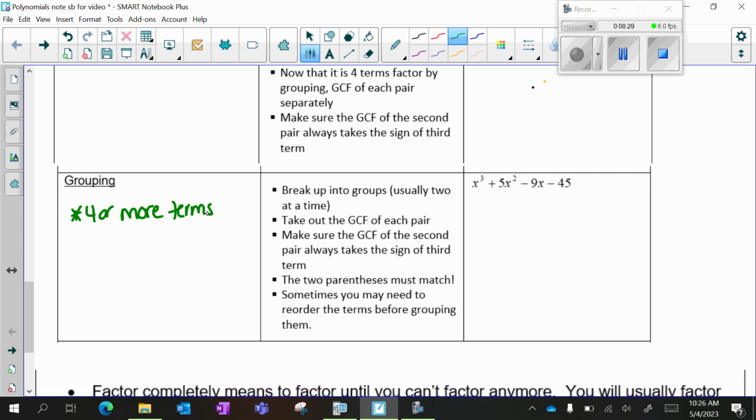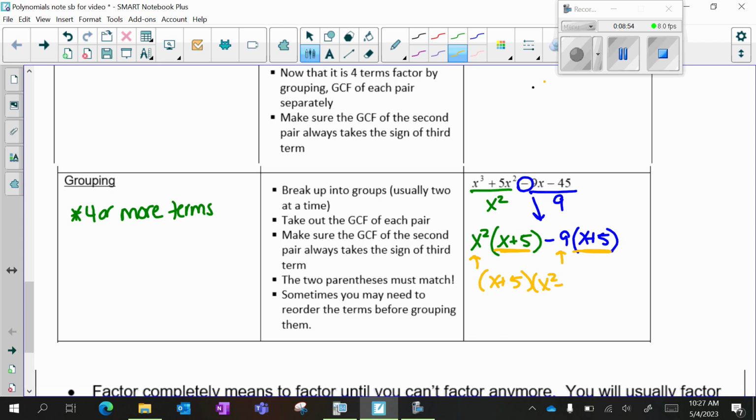That's okay too. So my first 2 pieces can be divided by x squared, which goes on the outside. I'm left with x plus 5. Next 2 pieces, I'm always taking out this sign here, can be divided by 9. I'm left with x plus 5. Parentheses match, so I know I've done it correctly. That gets written 1 time. Other 2 pieces go together.